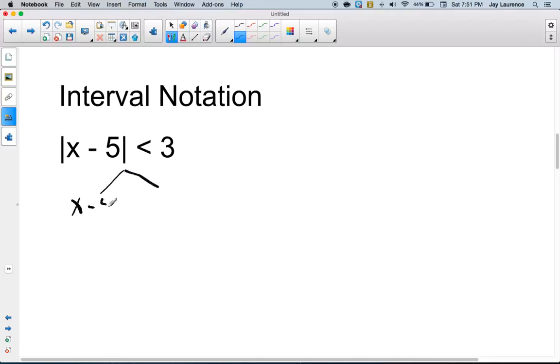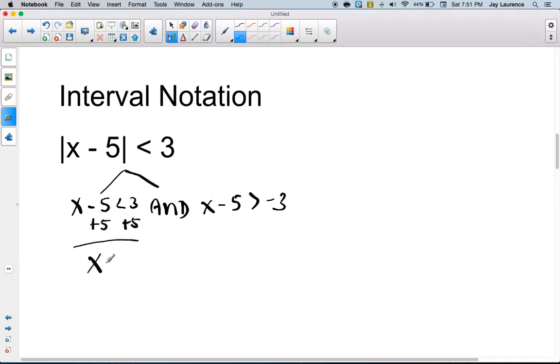I'm going to write down x minus 5 is less than 3, and x minus 5 is greater than -3. Okay, so I'm going to solve and add 5 to both sides.